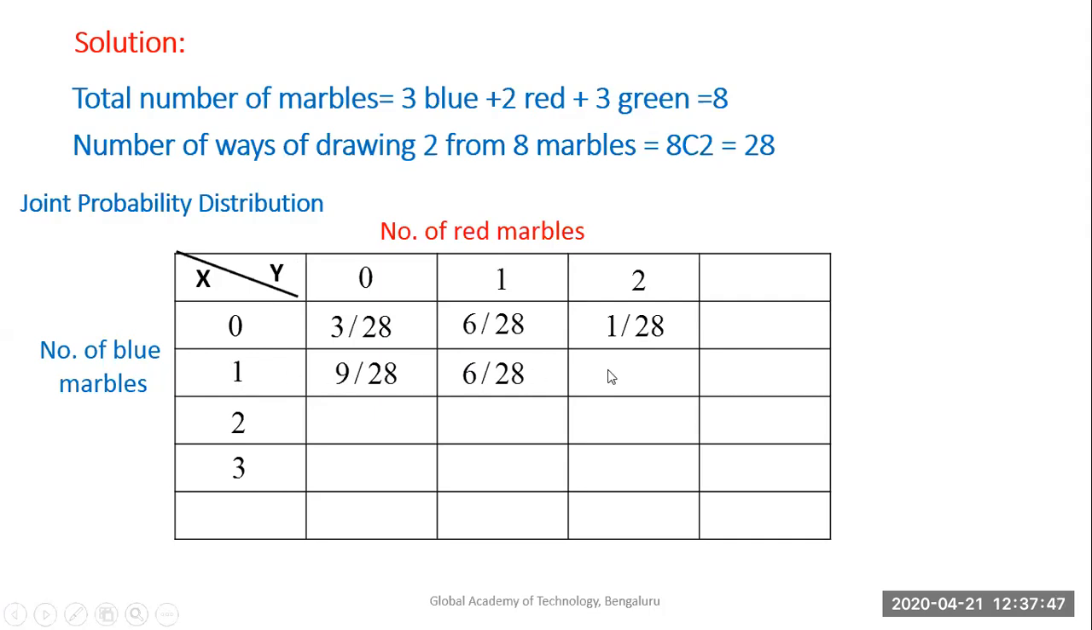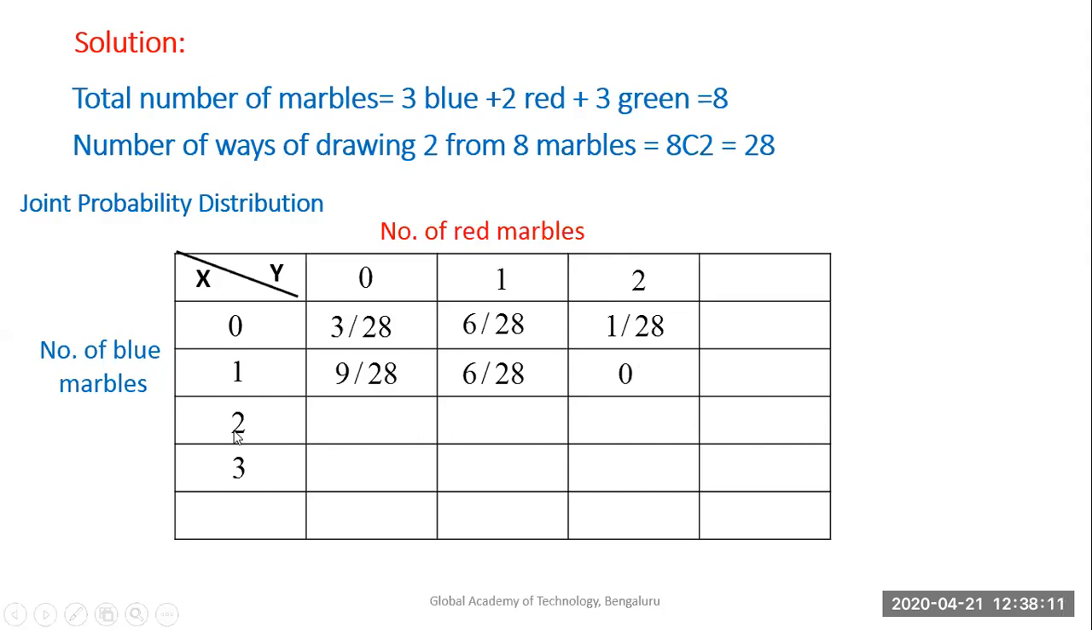Here x is equal to 1, y equal to 2. So draw 1 blue and 2 red. That means you have to draw 3 marbles. But here we are drawing only 2 marbles at a time. So this is not possible. Out of 2 marbles, we cannot have 1 blue and 2 red. So this probability is going to be 0. So it is an impossible event.